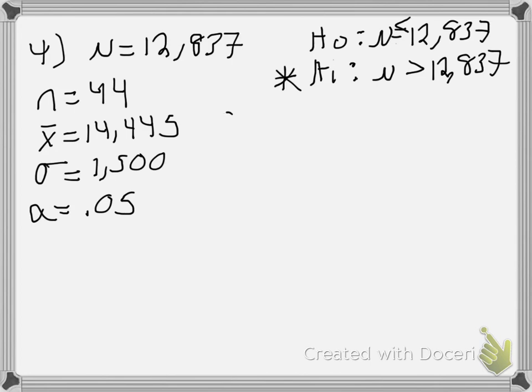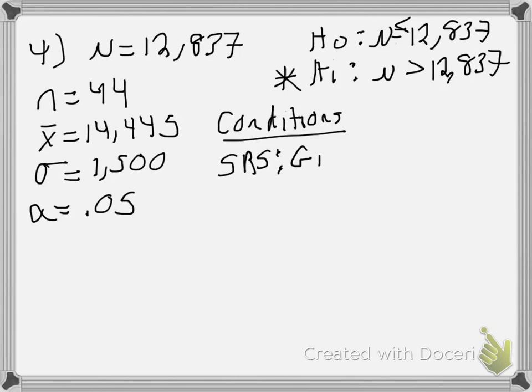Okay, so I'm going to write down conditions. First, SRS. This is a random sample. It clearly says so in the problem. He surveys 44 randomly selected students, so it is given. You don't have to assume, it is given.